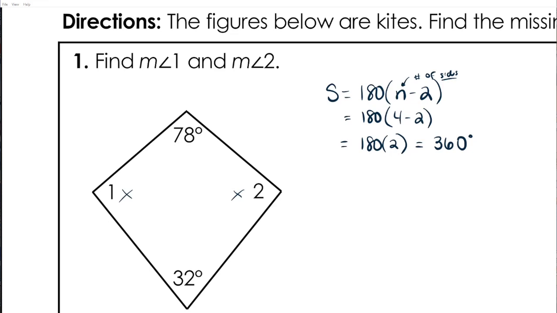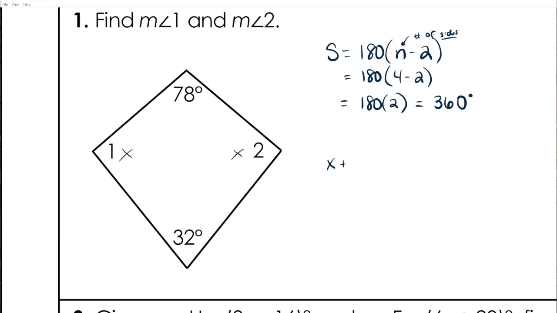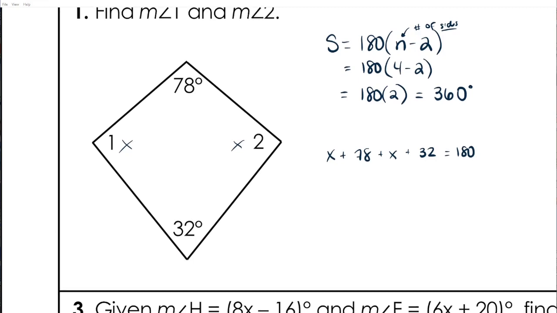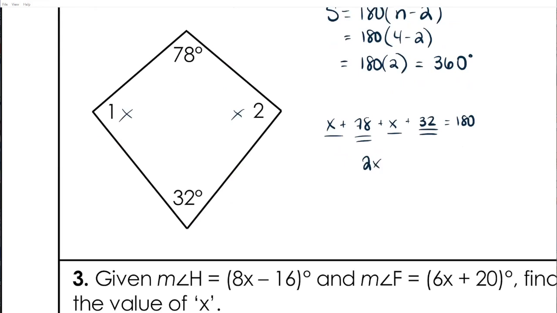So now that we know what all of our angles add up to be, we can add them all together and solve for x. So we have x plus 78 plus x plus 32 is 180 degrees. All 4 of those angles together combine to be 180. We're going to combine like terms. So there are 2 x's plus 110.